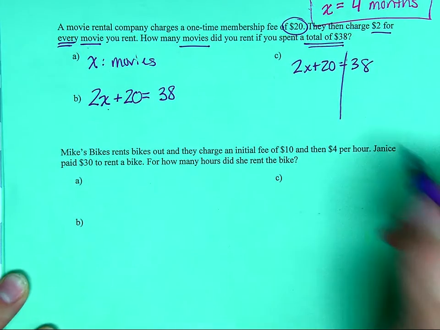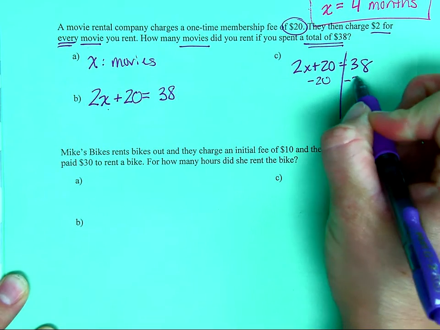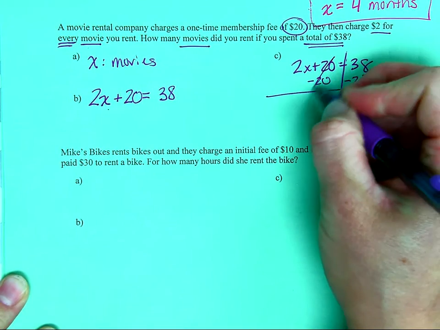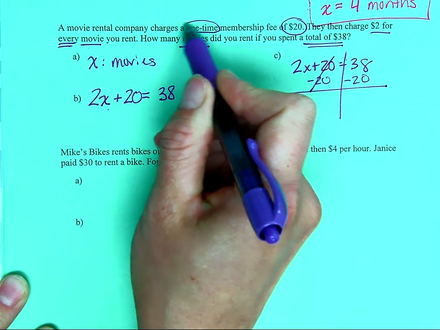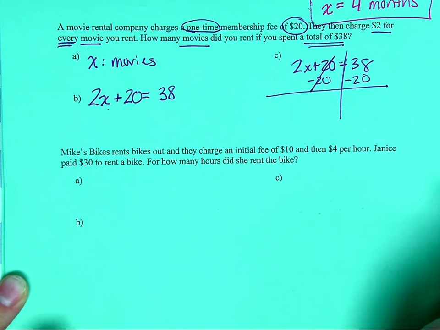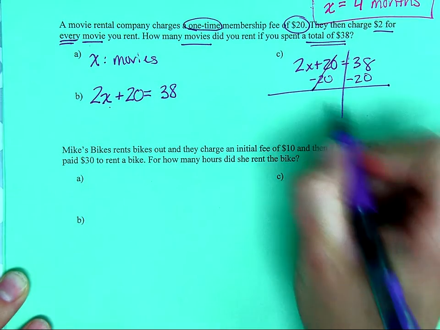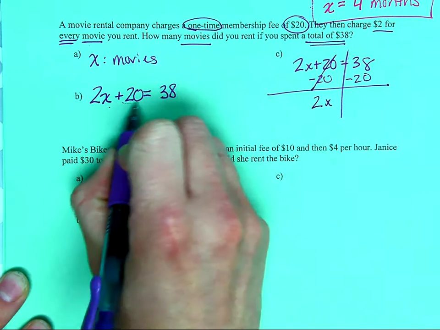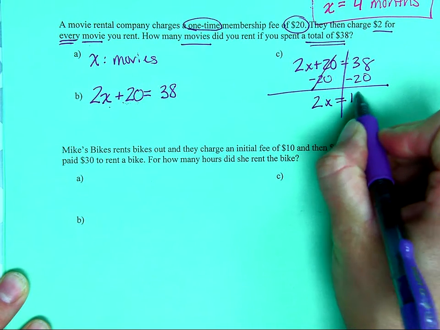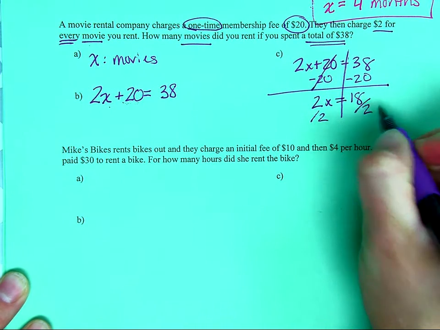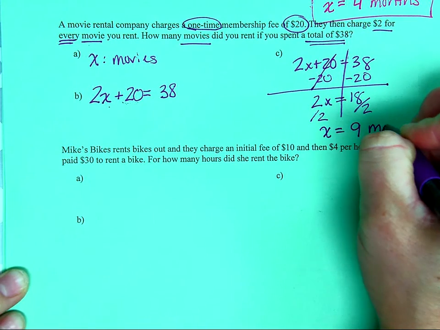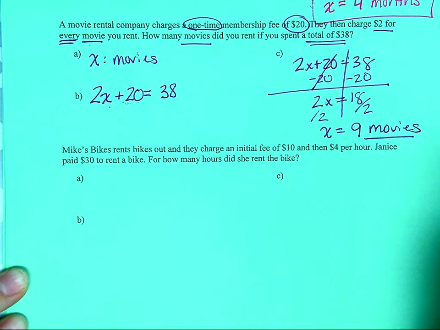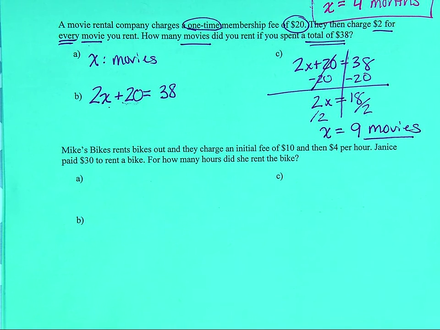So then when we solve, clear your constant first. Your constant in your story is also normally a one-time fee. So the fact that they used the language one-time fee also told me that 20 was not going to have my variable. Divide by 2. X is equal to 9 movies. Again, make sure you've got your units there.